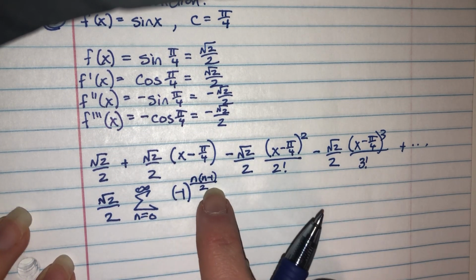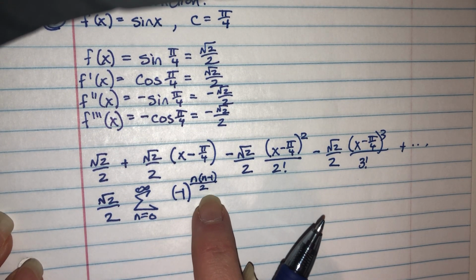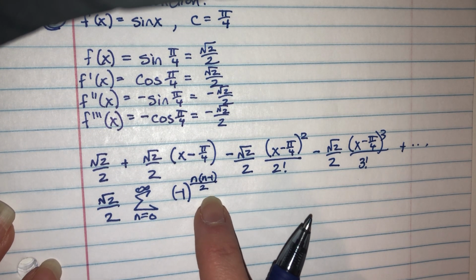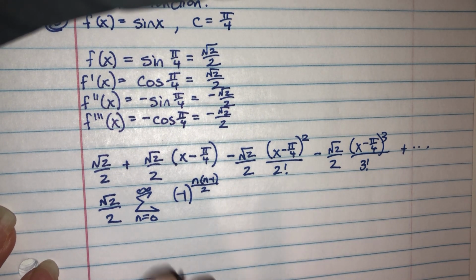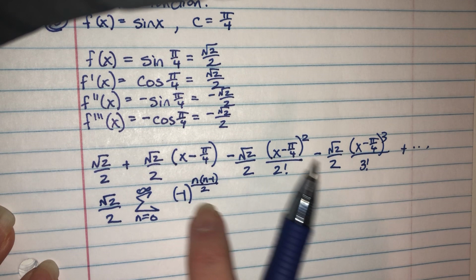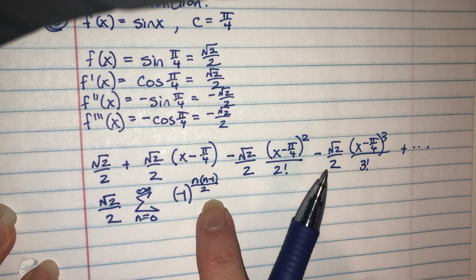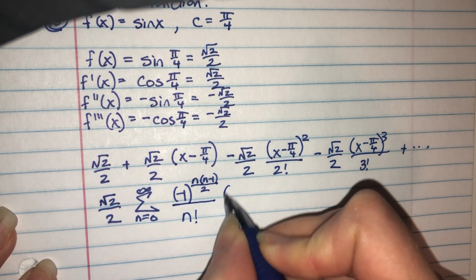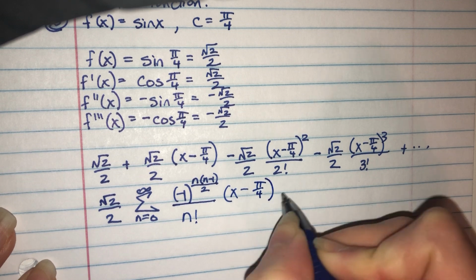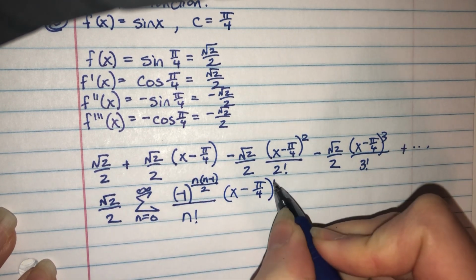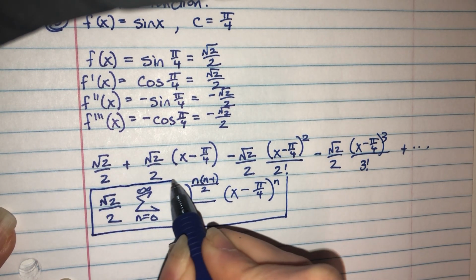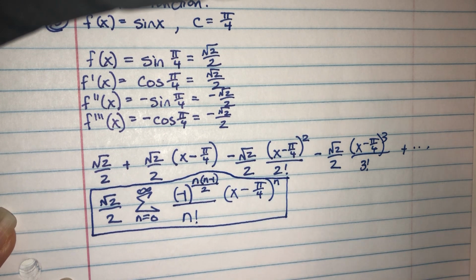So now that I've shared this little trick with you, you may want to put that in your bag of tricks, in your little brain, that this could come up again. This may be something that you find useful to know, how to get a positive, positive, negative, negative pattern going on your series. So we've got that, and then it's going to be divided by n factorial times x minus pi over 4 raised to the nth power. So there's our summation notation representation of this Taylor series. Okay.